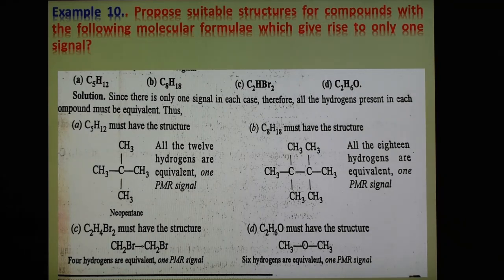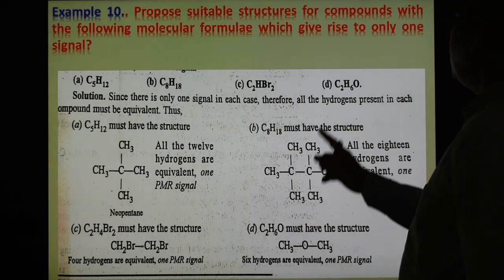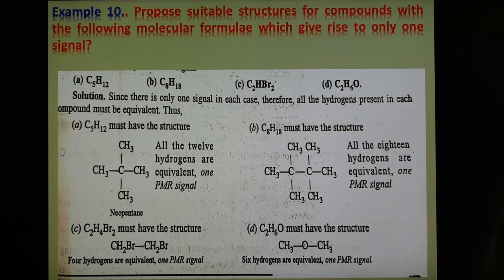And the last compound is C3H6O, with the structure CH3, CO, CH3, that is acetone. Acetone gives only one NMR signal, and the two CH3 groups are equivalent, therefore they give only a singlet, no splitting is observed. So CH3, CO, CH3 is the structure of acetone and gives only one signal. In this way the question can be asked in the exams.